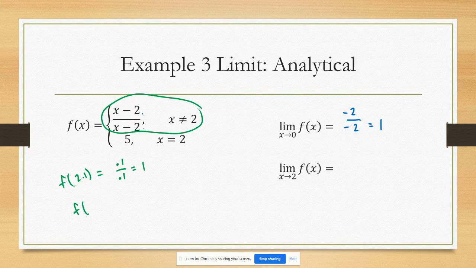Or I could imagine that I'm a little bit smaller than 2, like 1.9. Then that would be -0.1 divided by -0.1, which is 1. So no matter which way I'm coming at it, this limit would also be 1. And just to emphasize, I didn't ask you for this, but if I had asked you for f of 2, you'd say, well, f of 2 is 5, because that's how this function is defined when x is equal to 2. Limits don't care about equal. Limits are all about close.